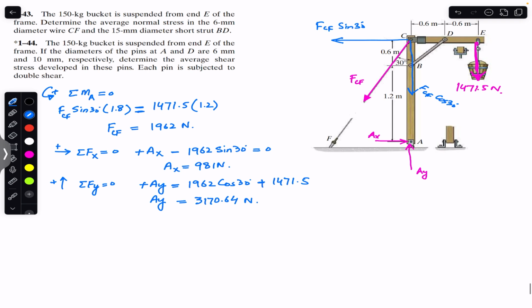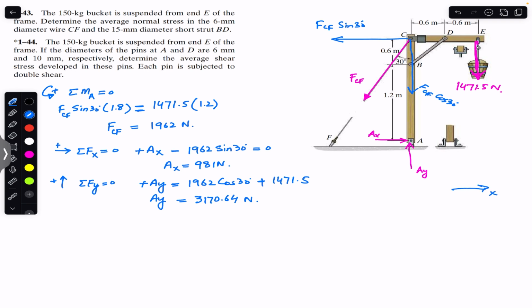Now the resultant force, we can say that the resultant reaction RA will be the sum of AX and AY. So this will be the resultant like this. The resultant is going to act in this direction. So this is the resultant force reaction at A.